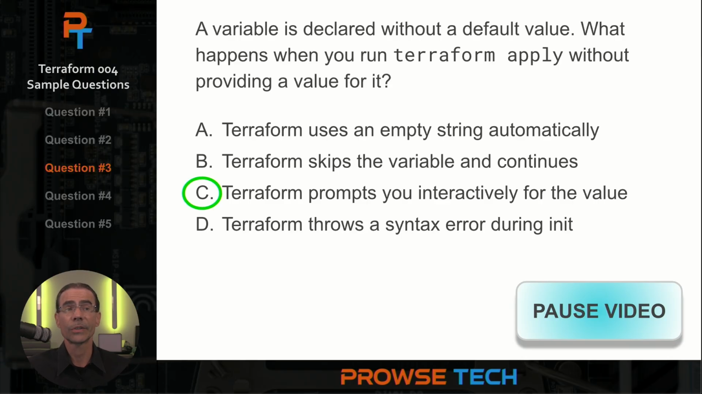And the correct answer is C. Terraform prompts you interactively for the value. So when no default value is set and no value is provided elsewhere, for example, via a terraform.tfvars file, a command line flag, or an environment variable, then Terraform will prompt interactively at runtime when you do your Terraform apply. This is actually expected behavior. It is not an error.